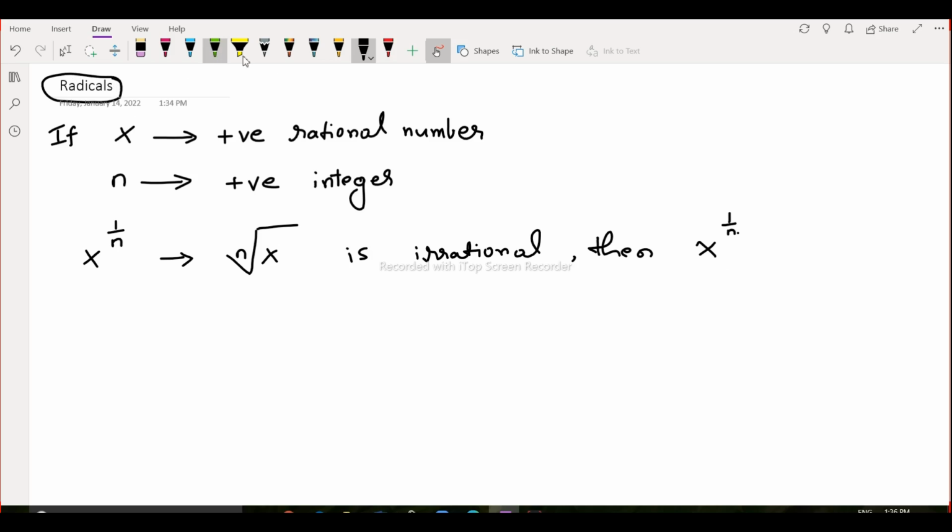So these are the two conditions which you should remember. x should be a positive rational number, n should be a positive integer. So x raised to 1 by n will be irrational and it's called a surd. Let's take an example. We have cube root of 6. The 6 is a positive rational number, 3 is a positive integer, and cube root of 6 is an irrational number. So this is a surd.